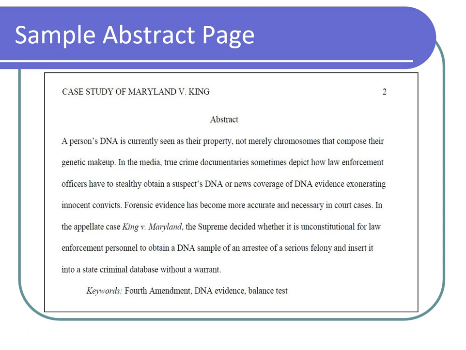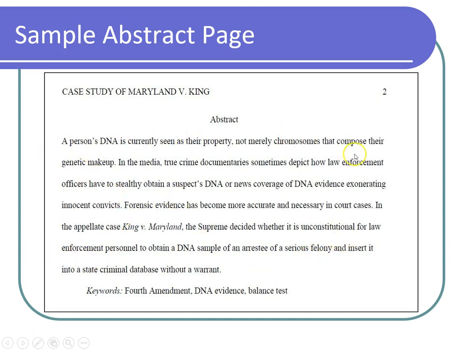In the appellate case, King versus Maryland, the one we're talking about here, the Supreme Court decided whether it is unconstitutional for law enforcement personnel to obtain a DNA sample from an arrestee of a serious felony and insert it into a criminal database without a warrant. That's the issue. The abstract is kind of the issue of the case.